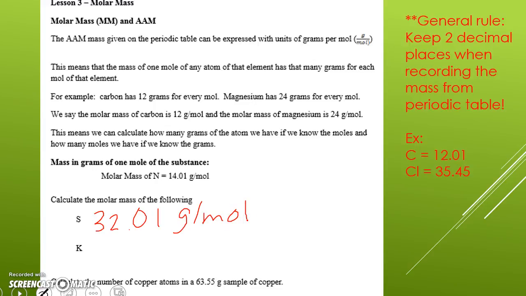For potassium, if you read that off the periodic table, you would get 39.10. And this would be in grams per mole as well. Okay.